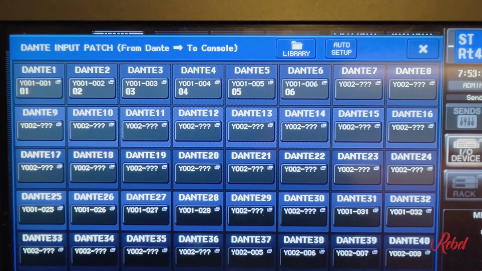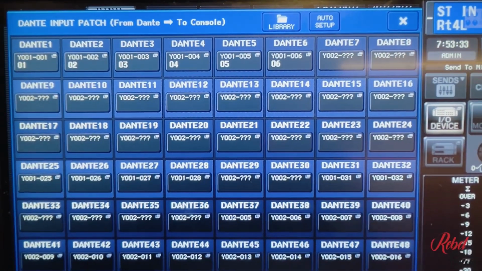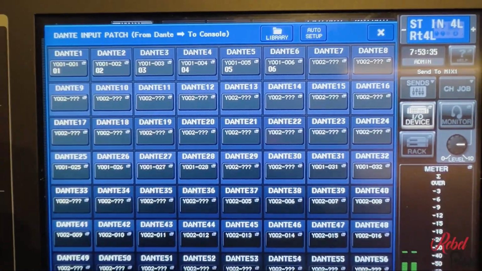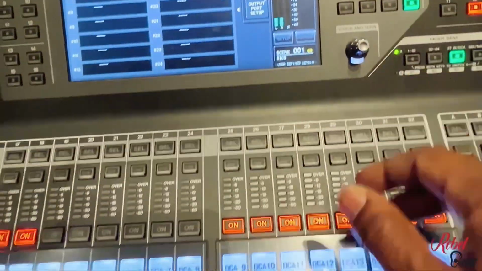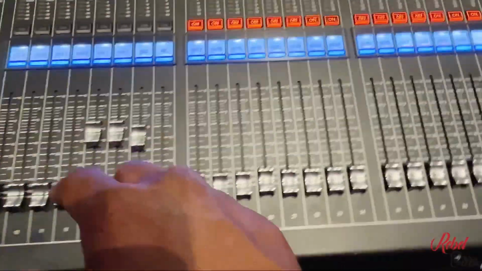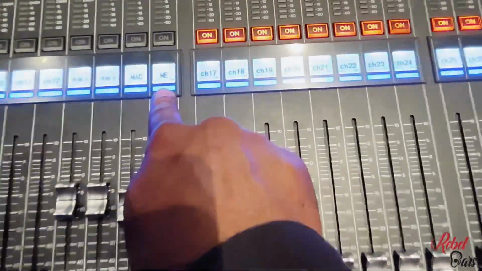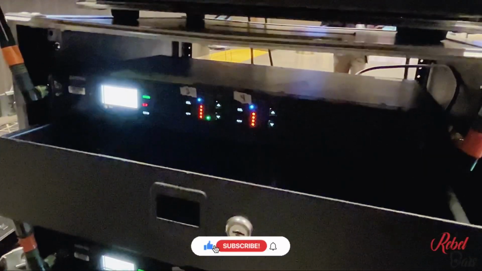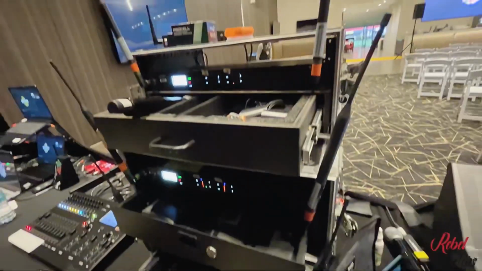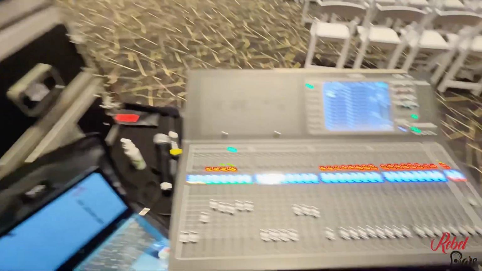So I'm showing you my input patch. Basically you have to go in and configure your console to match the Rio. Outside of that, you also have to configure your inputs and outputs. So it is not plug and play like the XLR. I'm showing you my different inputs. Of course, I have some laptops going on. These are all 6 of my wireless mics, just giving you guys a look at this setup. Pretty simple, 6 microphones, 6 speakers.